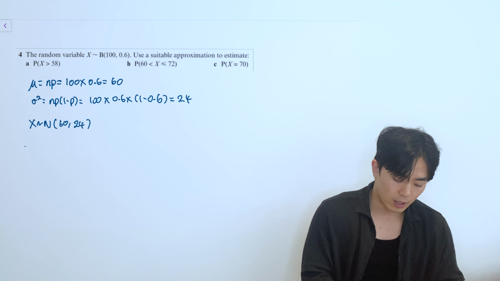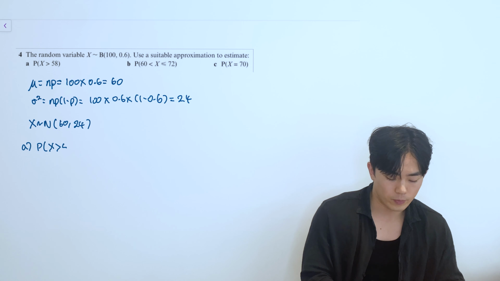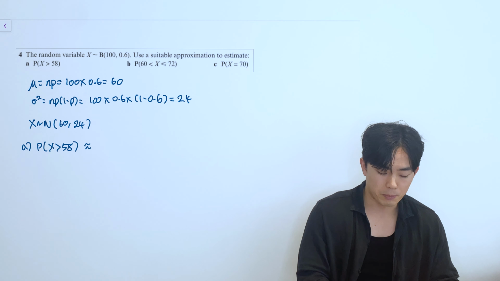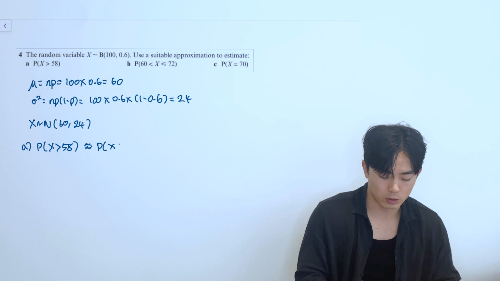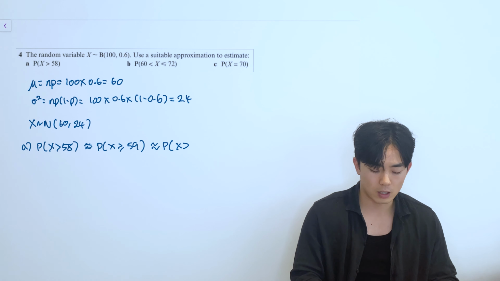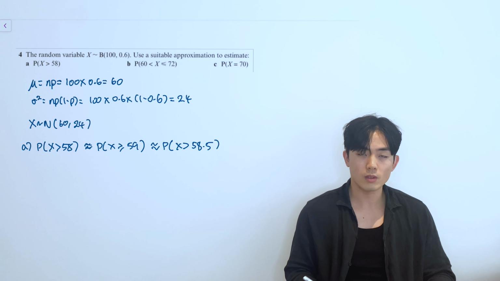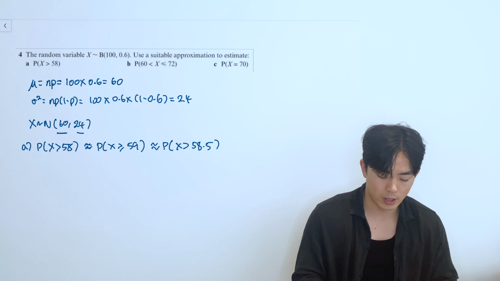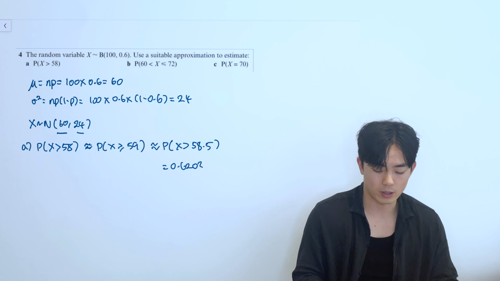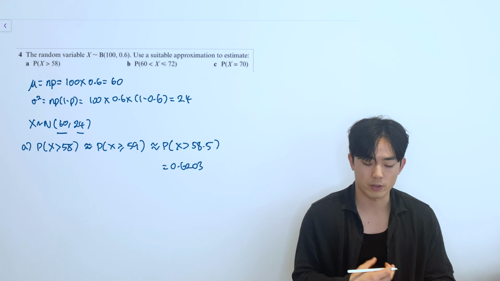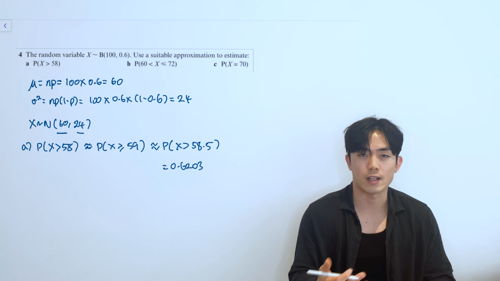For part A, they're asking us to find the probability that x is larger than 58. We can't find this immediately, but we have to do continuity correction at this stage. So this is a squiggly line. Or let's just make it equal to first. It's going to be the probability x is greater than or equal to 59. This is bigger than 58. Now if we do continuity correction, this is equal to the probability that x is larger than, it has to include 59, so I have to write 58.5, like so. Now I can use a calculator with mean 60 and variance 24 to find this value here, which turns out to be 0.6203, like so. So actually finding a probability is just the same as we've been doing in the previous normal distribution video, but just getting up to that stage is slightly different now.